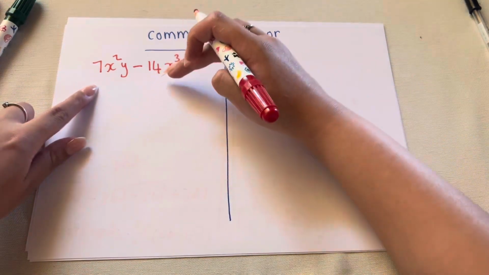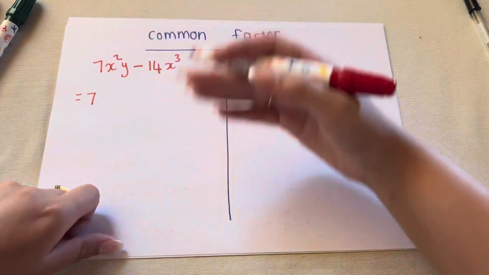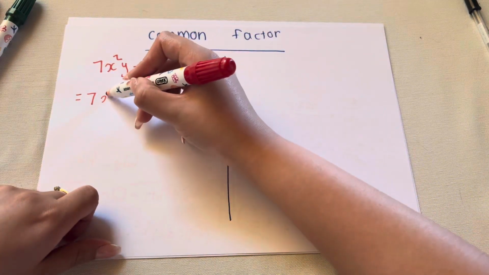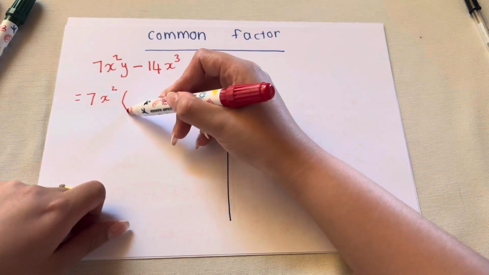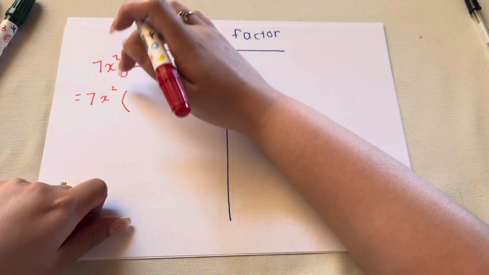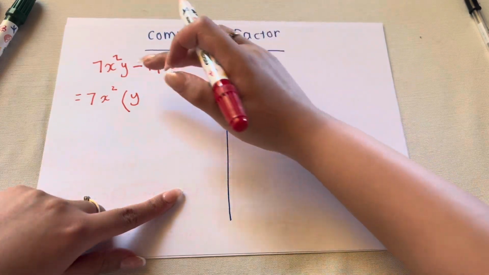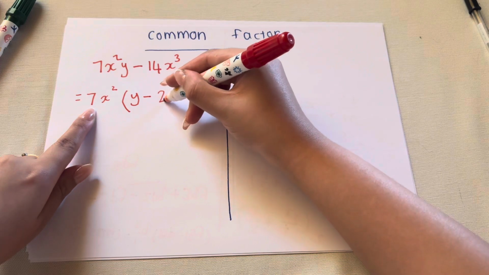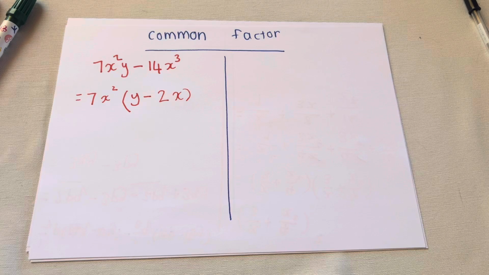So between the numbers, 7 is a common number. So I'm going to extract that, divide it through. And then between the variables, x raised to the power of 2 is the biggest one. Then, upon doing division, see what's left. 7x squared y divided by 7x squared leaves me with y. The product gets me back there. And then keep the sign. 7 goes into 14 twice, and then we're lacking an x. So that's a basic example of the common factor.